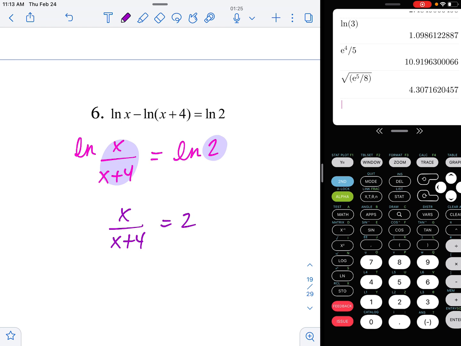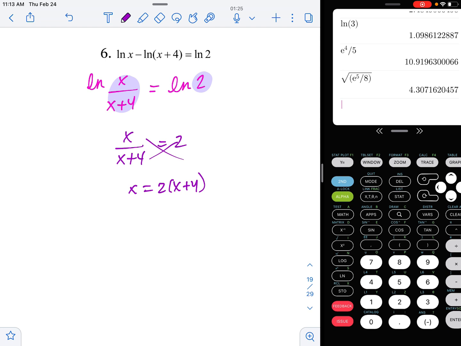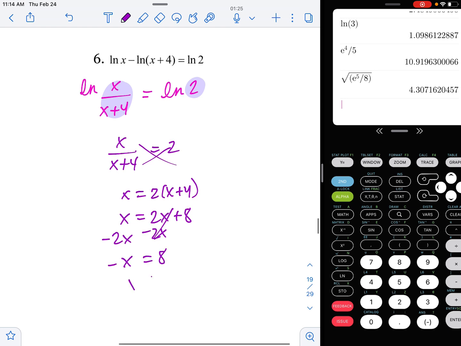So now we get down to this, and here we can just cross multiply. So we'll have x equals 2 times x plus 4. Don't forget those parentheses. And so we'll distribute, and we'll solve for x. If we minus the 2x over, we get negative x equals 8. So x equals negative 8.